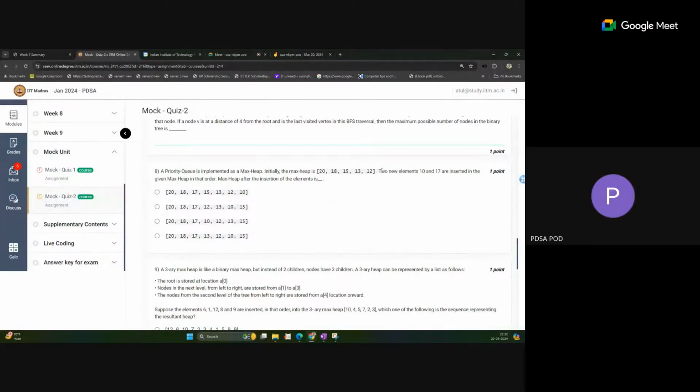Yes. A max heap is given, just insert 10, then convert into the max heap. After that insert 17, then convert into the max heap. So this insertion will not be done at one time. After every insertion, you have to convert into the max heap. Yes. Okay. If it is okay, can you just solve this one?